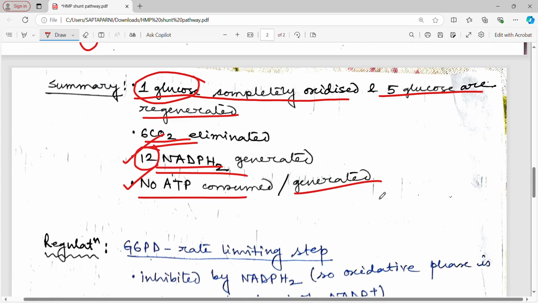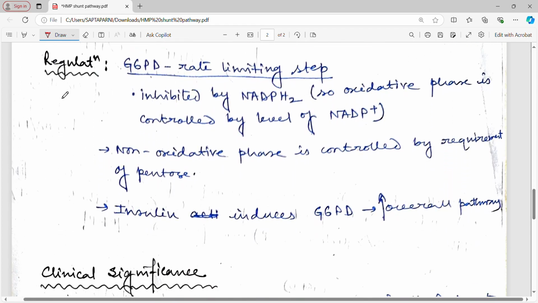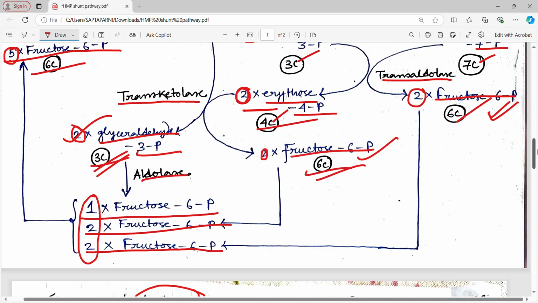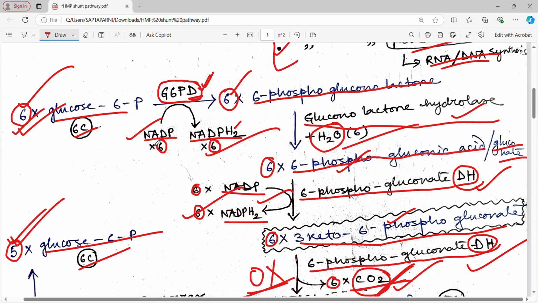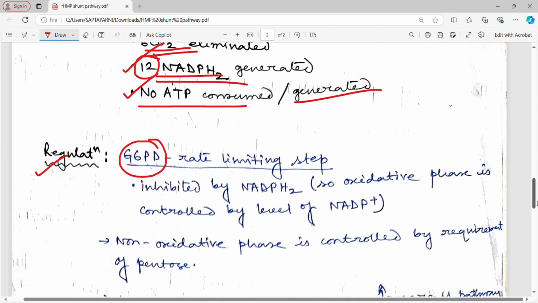Now, this is all about the HMP shunt pathway. Now, coming to its regulation. At the very beginning, I told you that G6PD does the first reaction of this cycle, the conversion of glucose 6-phosphate to 6-phosphogluconolactone. G6PD is the rate limiting enzyme, so this G6PD regulates the rate of this whole pathway.